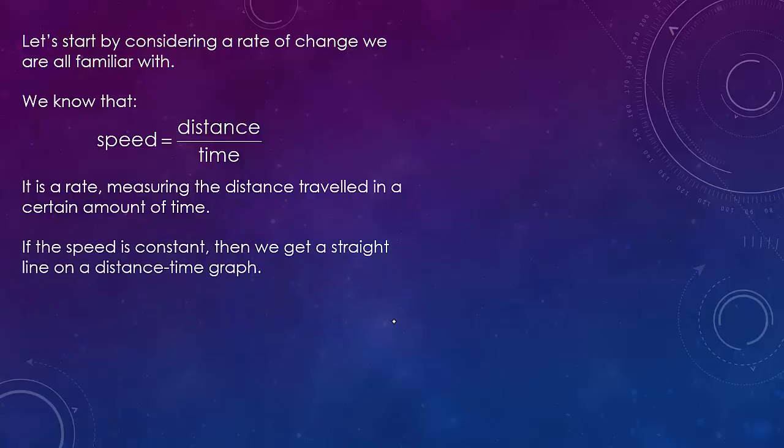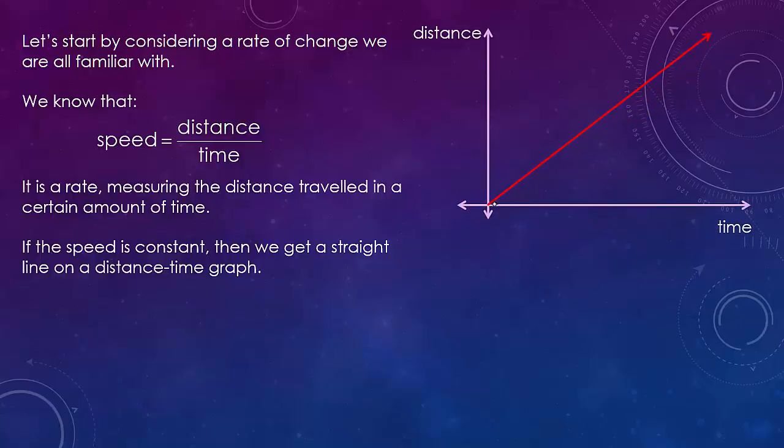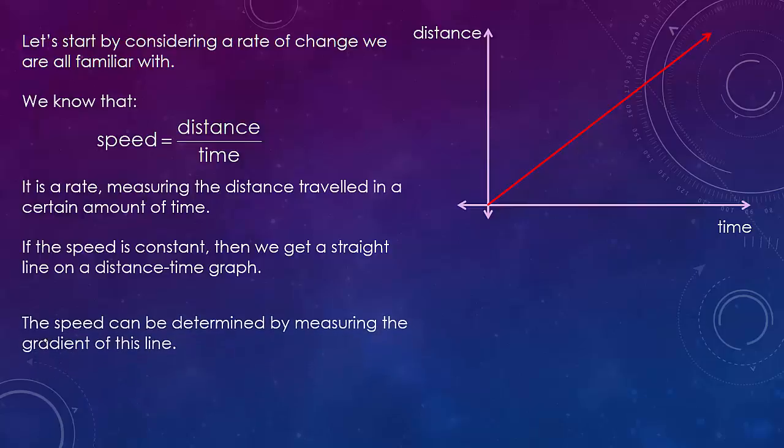If the speed is constant, then we get a straight line on a distance-time graph. So here's a straight line on a distance-time graph, and indeed the gradient of that line would give us the speed. So the speed can be determined by measuring the gradient of the line. We can do that in a familiar way using rise over run.